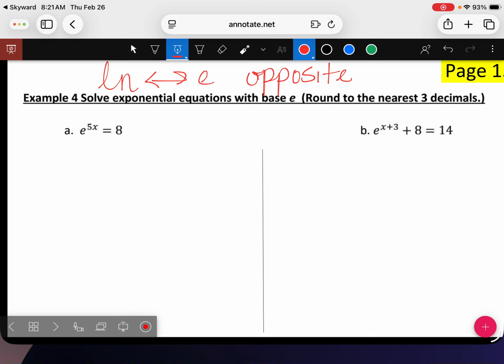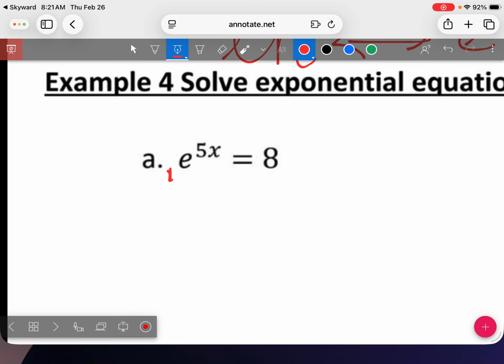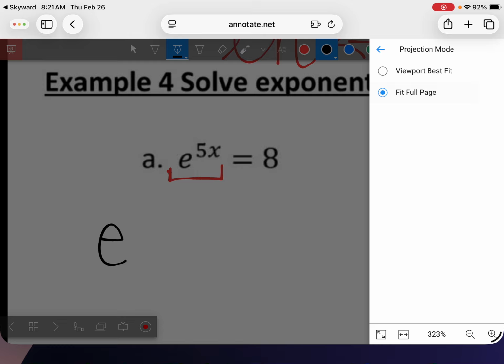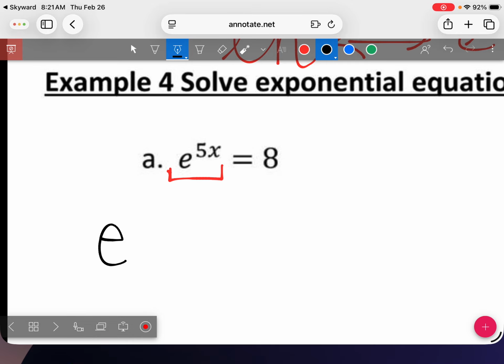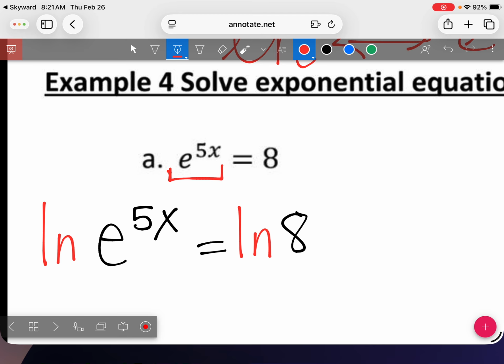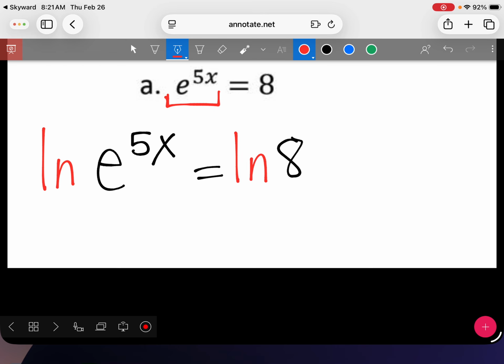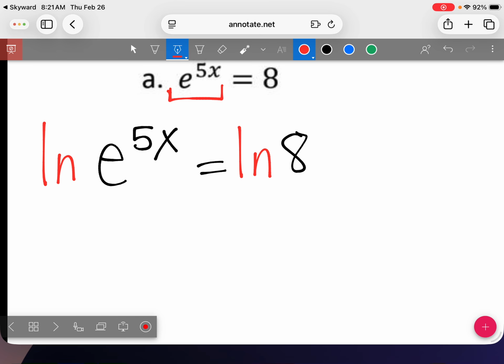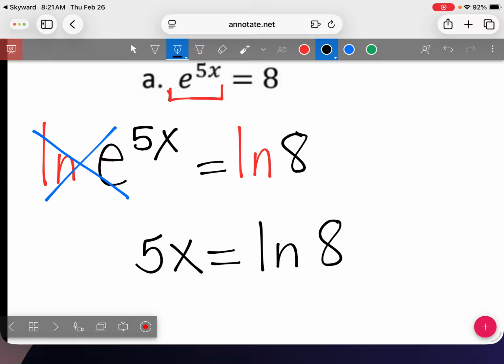So when we look at question A, notice that the only thing I have over here is e to the power of 5x. I'm actually going to rewrite that. Okay, so we have e to the power of 5x equals 8. Let's go ahead and put our natural log in on both sides. And all the natural log will do on the left is cancel out the e. So that 5x is not an exponent anymore. You have 5x equals the natural log of 8.